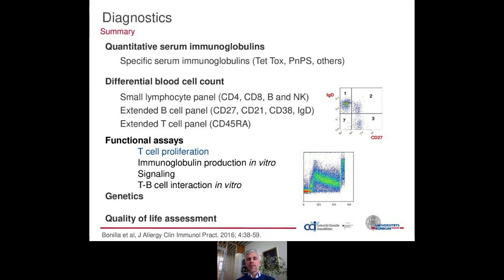The other functional assays given here have been suggested, but they are very laborious and so not usually done in routine laboratories. Some are helpful, like, especially recently, we have used more signaling studies, especially in regard to specific forms of genetic defects underlying a patient with the clinical presentation of common variable immunodeficiency. As I mentioned, genetics with next generation sequencing has become more important to us, and I will come back to that in a minute. And quality of life assessment.